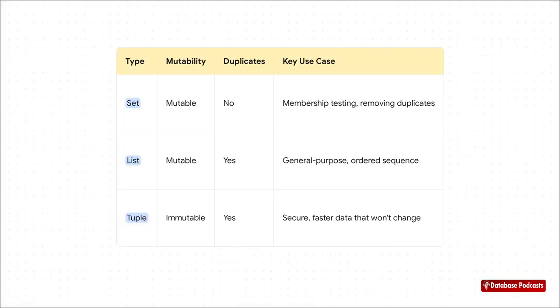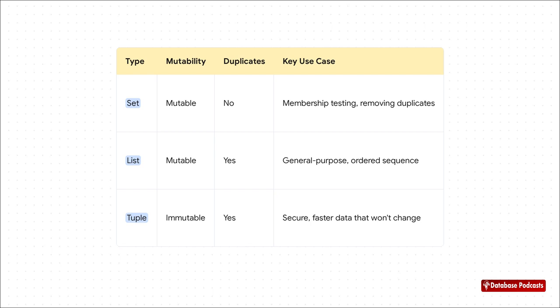Exactly. So a great place to start is with three common ones. First up, you've got a set. Think of a set as a bag, where everything inside has to be unique, no duplicates allowed. It's super fast for just checking, hey, is this item in here, or for cleaning up duplicates. Then there's the list, which is probably what most people think of first. It's your all-purpose, ordered collection. You can add things, remove things, change things. It's super flexible. And last, we have the tuple.